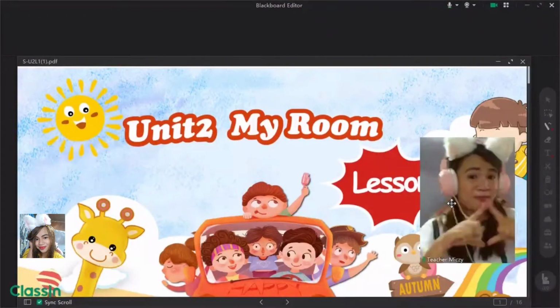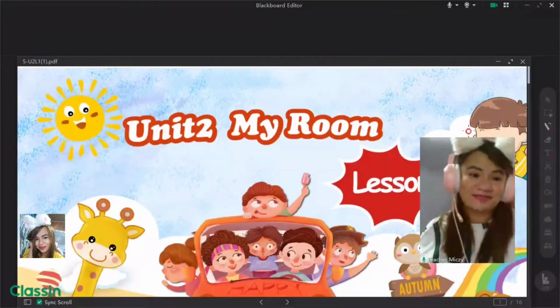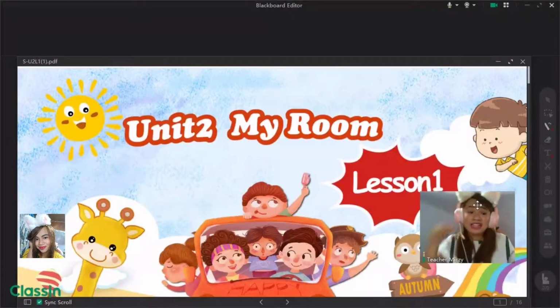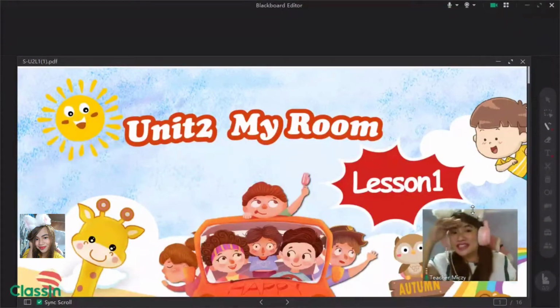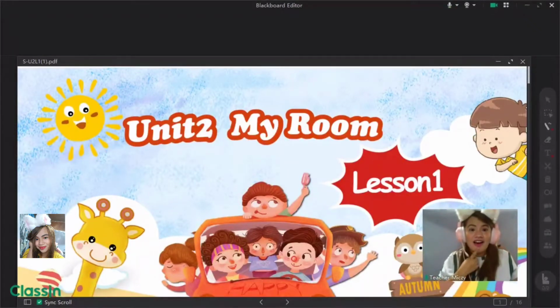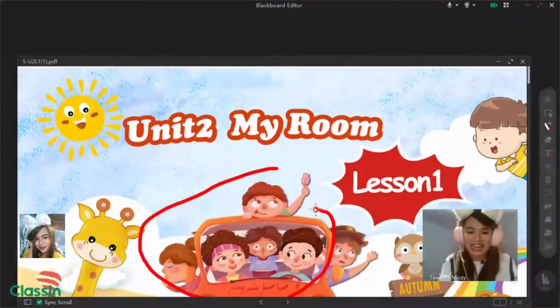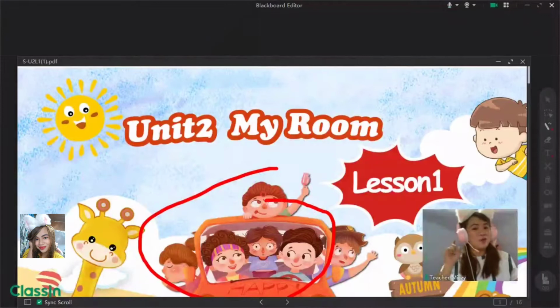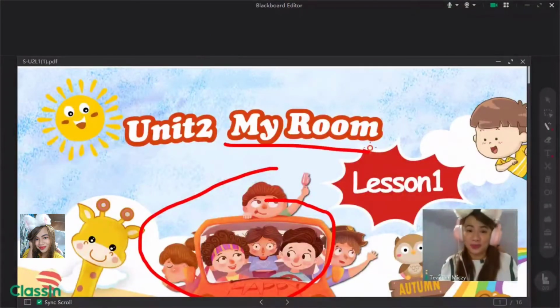Let's look at the picture. What can you see? Who can you see? Very good! We can see here children. And today, we are going to learn about my room. Let's say it again, Arby. My room.